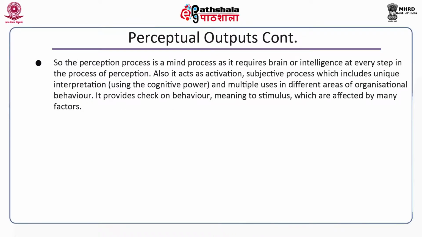So, the perception process is a mind process, as it requires brain or intelligence at every step in the process of perception. Also, it acts as a subjective process which includes unique interpretation using cognitive power, and has multiple uses in different areas of organizational behavior. It provides a check on behavior, giving meaning to stimuli which are affected by many factors.